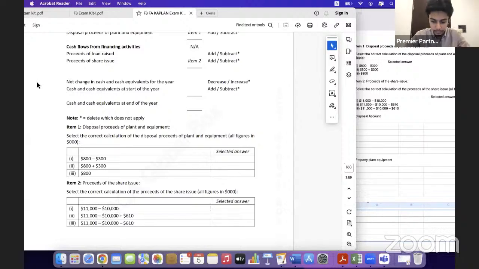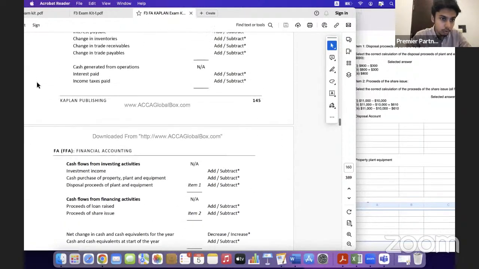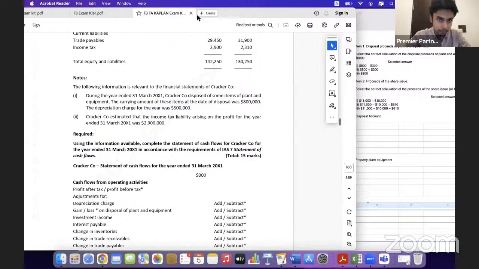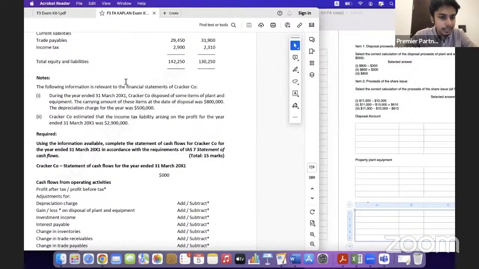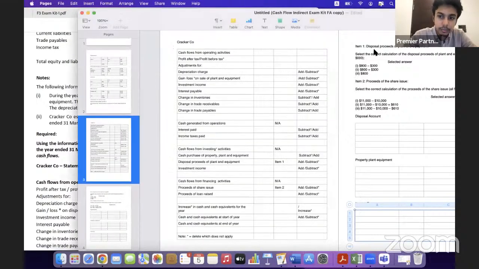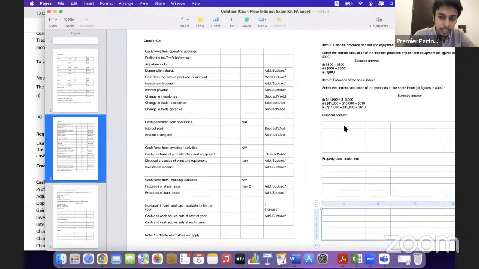Right. Okay. Now, guys, again, one more time, let's go to the additional information. Always start the question from additional information. Then you will know what account to draw and what not to draw. Right. Now, guys, look at this one, will you? Question number 2, additional information. During the year, Cracker disposed. Guys, dispose means we have to prepare what account? Disposal account. That's why here on the screen, you can see a disposal account.